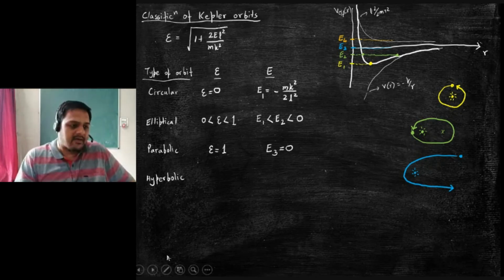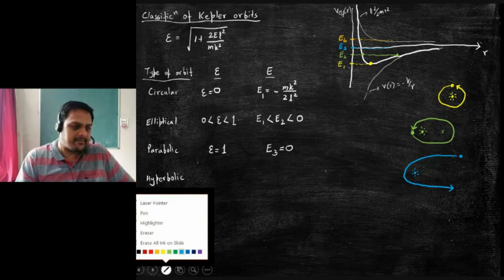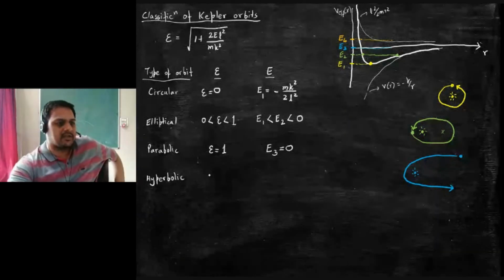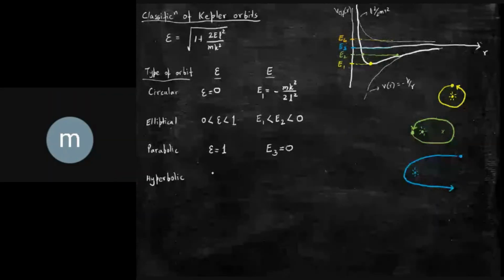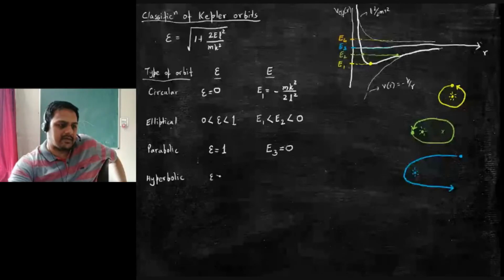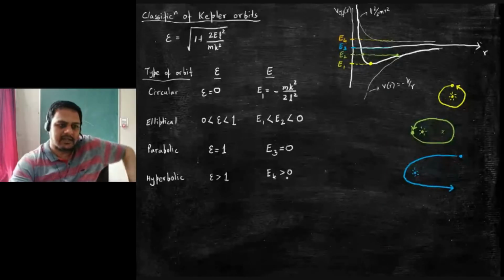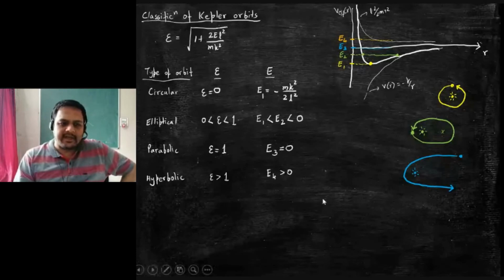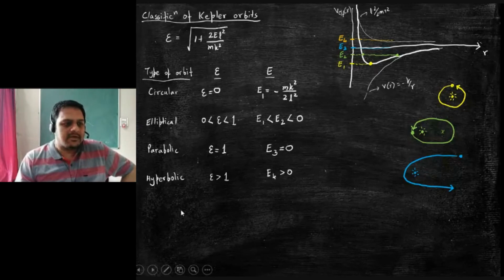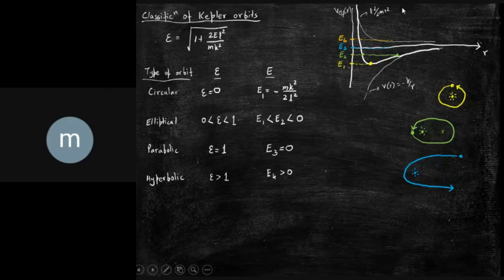Okay. What is the condition for hyperbola? What should be the condition on the eccentricity? Greater than 1. Epsilon should be greater than 1. Which means what? Energy should be greater than 0. Very good. Energy should be greater than 0. So all positive energy states in a Kepler potential, they all have hyperbolic or unbound orbits.